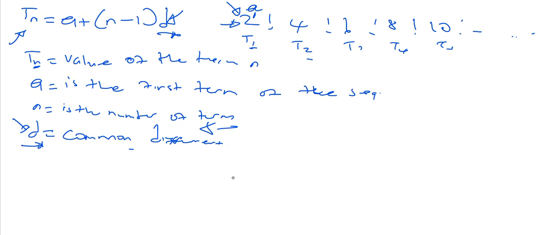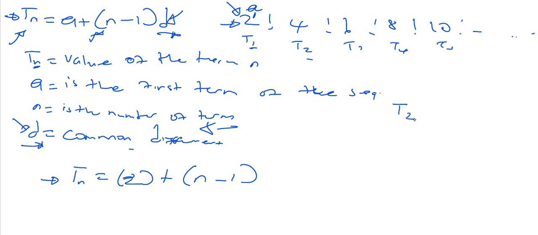So let's check something here. What if we want to find the equation of our arithmetic or linear sequence? We're going to say Tn equals a, and remember this is the formula. Our a is 2, plus (n minus 1), and then our d. How do we find d? Our d is T2 minus T1, and we find d; T3 minus T2, we find d; T4 minus T3, we can find d.